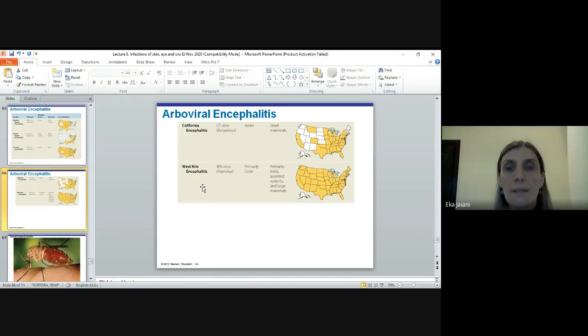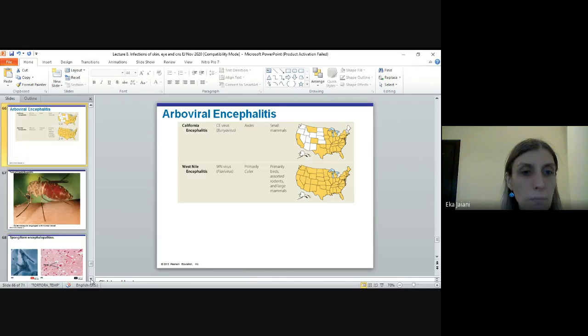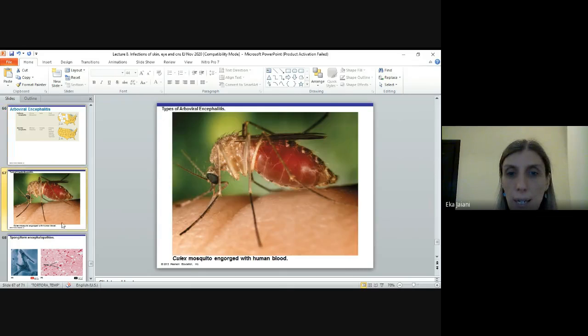It first started in Africa and then spread throughout the world. The Culex mosquito transmits this, so the virus enters the blood during the bite, moves to the CNS and causes encephalitis. Different viruses have different mortality rates, and in some it can be quite high. And this is the Culex mosquito that can transmit encephalitis.